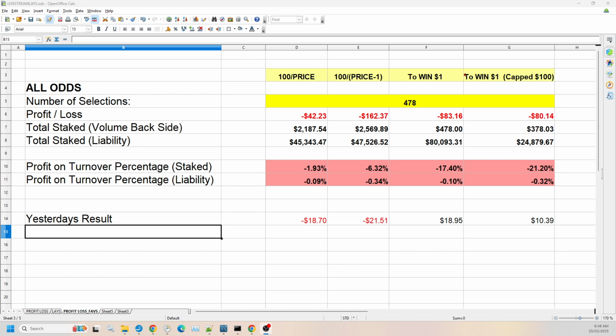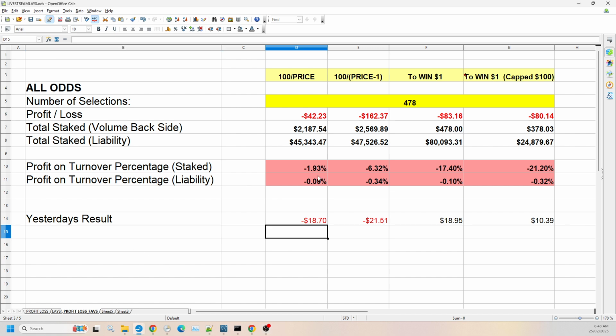There weren't many races yesterday, there were just 2 meetings. And out of those, we've got yesterday's results down here. If you'd stuck to these first 2 pricing staking methods, you would have just ended in a slight loss. But the last 2 have made a profit.